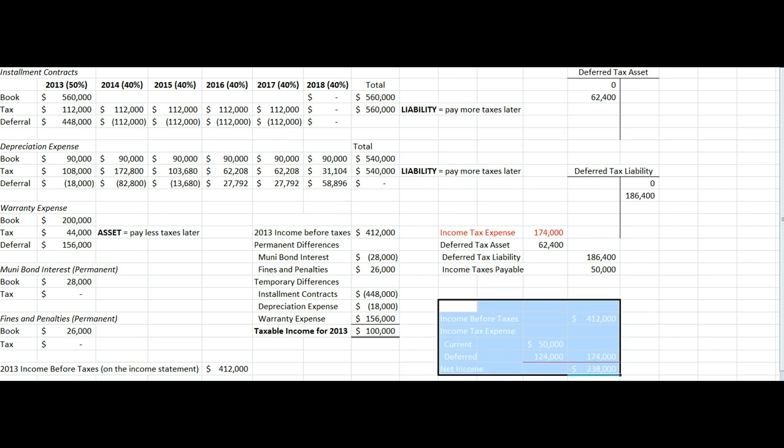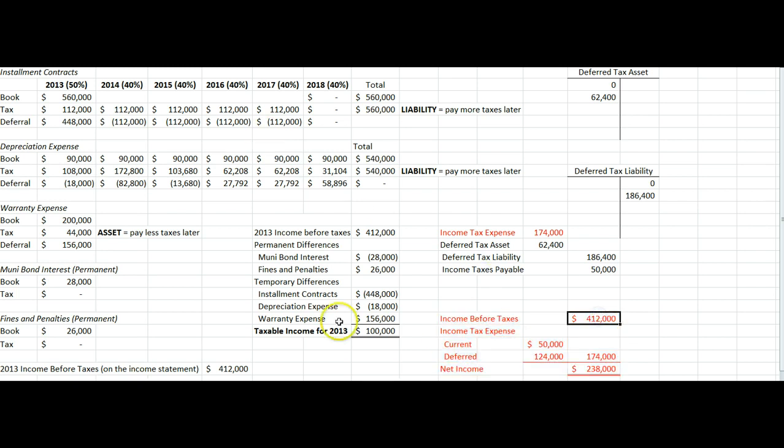So what does that look like on our income statement? We've got income before taxes of $412,000. We've got a current liability of $50,000. That's how big a check we have to write. We have a deferred net liability. This, the bad news, minus the future good news, gives us a deferred tax of $124,000. So our total taxes that should show up on our income statement, not just the check we're going to write in the next couple months, but our deferred tax liability as well, is $174,000. So income before taxes of $412,000 minus $174,000 in taxes gives us net income of $238,000.